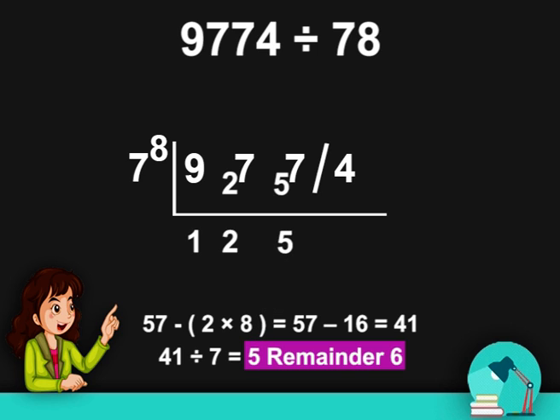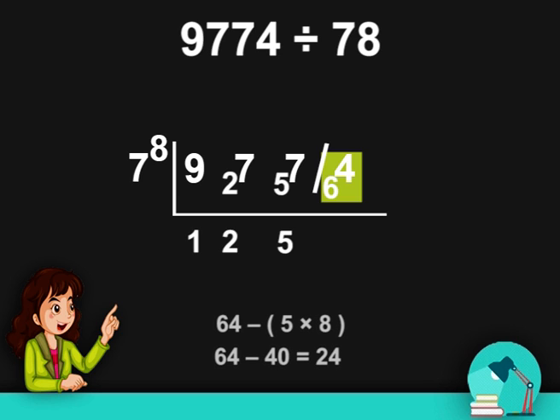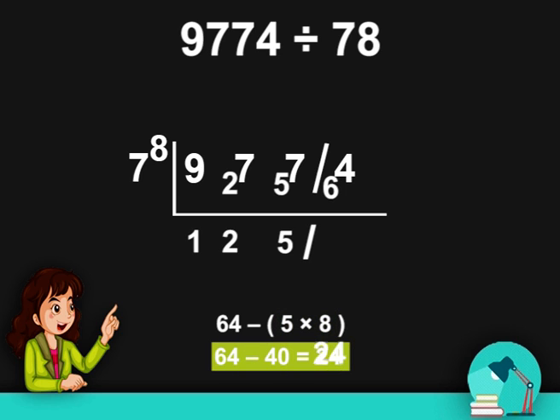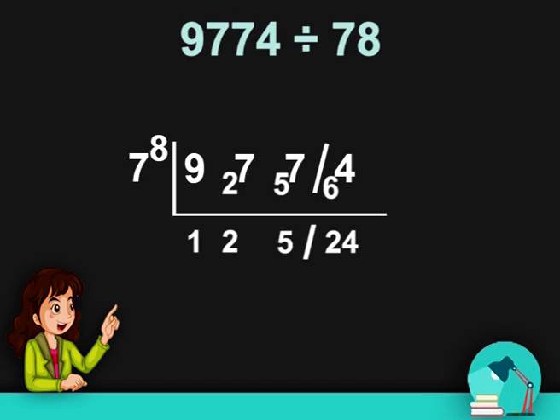5 is the next quotient and remainder 6 is written just before the number 4, making it 64. From 64, subtract the previous quotient digit 5 multiplied by the flag digit 8. When we multiply quotient 5 with the flag digit 8, we'll get 40 and we'll subtract 40 from 64 and get 24. Hence, when 9774 is divided by 78 using the on the top of the flag method, we will get 125 as quotient and 24 as remainder.